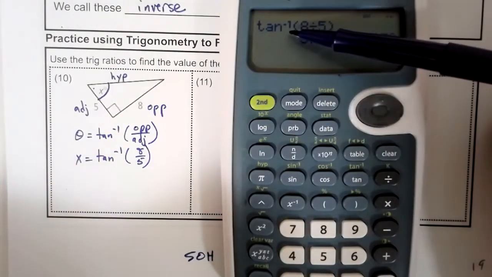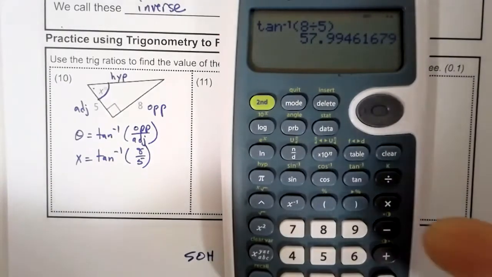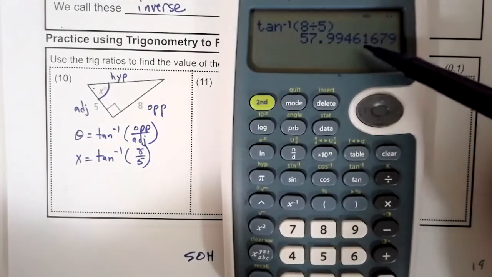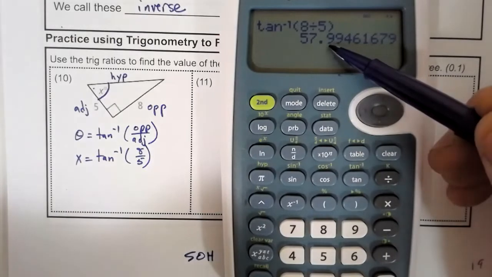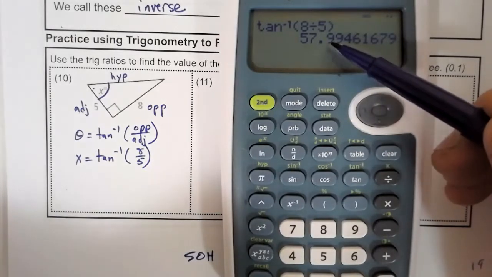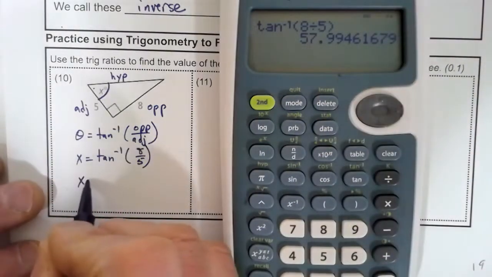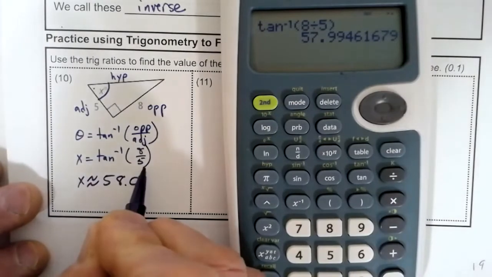When we do the inverse tangent, we're getting an answer that's in degrees, not in side length, right? Because we're finding the angle measurement. So the calculator is telling us what the angle measurement is. Now we have to round to the nearest tenth, which is this 9. This 9 tells that 9 to go up to 10, which makes this angle 58.0. X is approximately 58.0 degrees. Don't forget that degree sign.